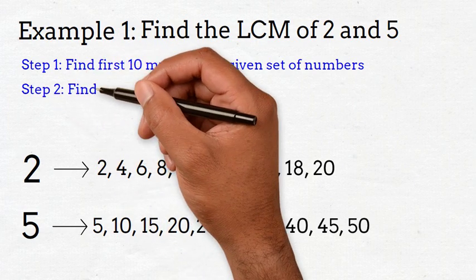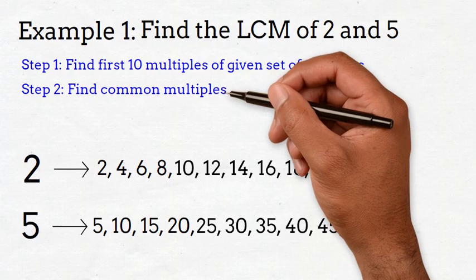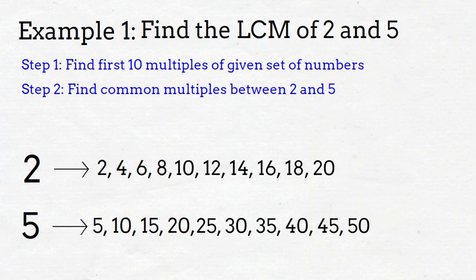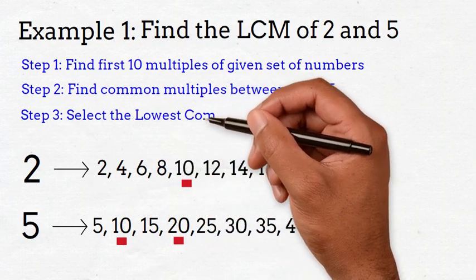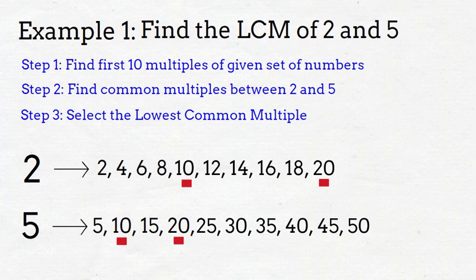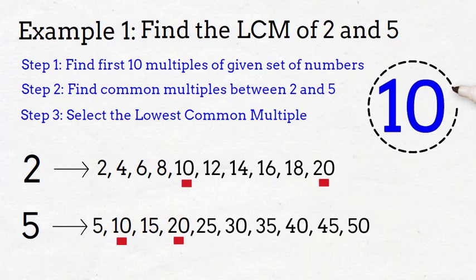Now, we can move on to step 2, which is to find the common multiples between 2 and 5. These are 10 and 20. Finally, we move to step 3. This is to select the lowest common multiple. In this case, it would be 10. Therefore, 10 is the lowest common multiple of 2 and 5.